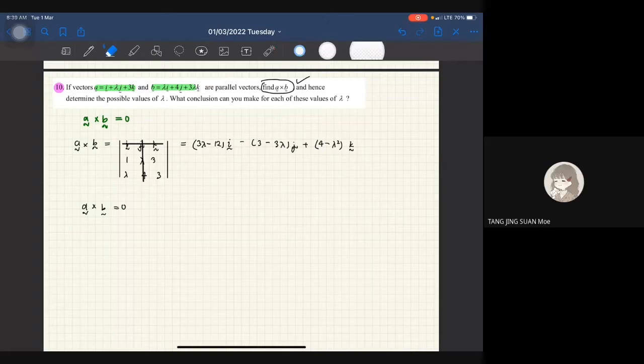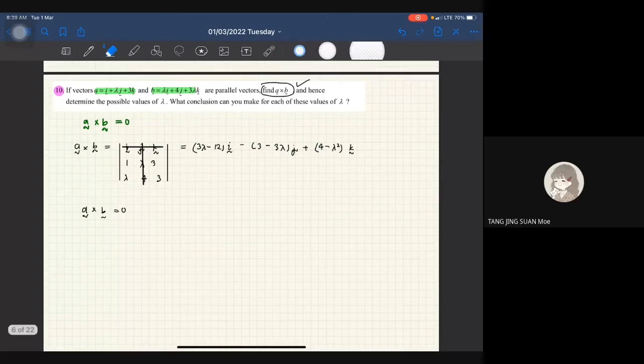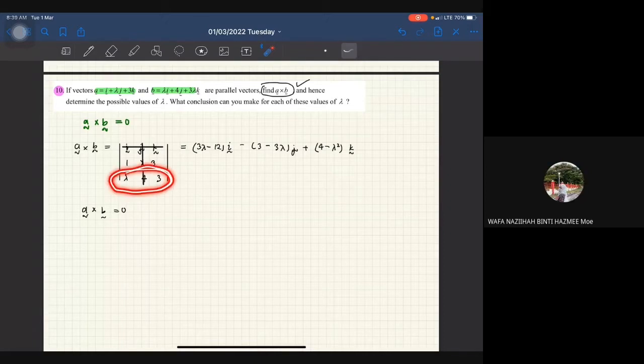Yang corner bawah tu 3 lambda. This one Dia ke? Sepatutnya, iya. Sepatutnya 3 lambda. Okay, saya nampak. Alright, thank you. So it's 1 lambda 3, so lambda 4 and 3 lambda. Okay, nampak. Thank you.